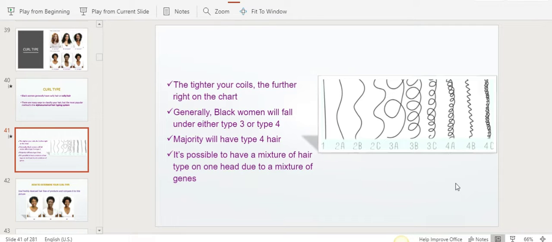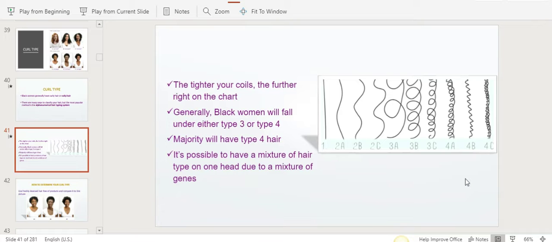So generally, and again, I said generally, not in every case, black women will fall under type 3 or type 4, even though there are some black women with type 2 hair. But generally, most of us will fall under type 3 or type 4, even though a majority of us would have type 4 hair. So you're probably wondering, okay, there are so many YouTubers with type 3 hair. What are you talking about? But most black women have type 4 hair. Ladies with type 3 hair, they are in the minority. So just keep that in mind again. Remember, open mind. So the majority of black women will have type 4 hair, unless obviously you're mixed or whatever.